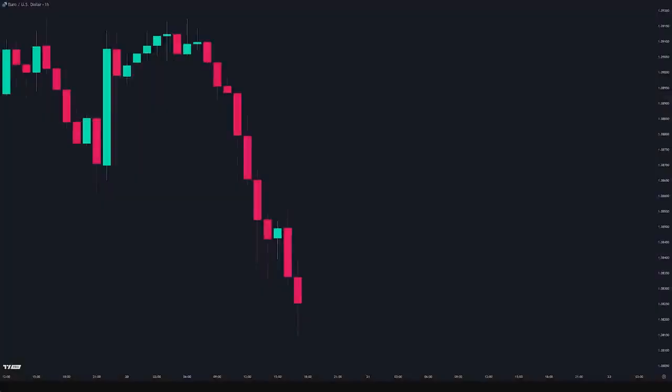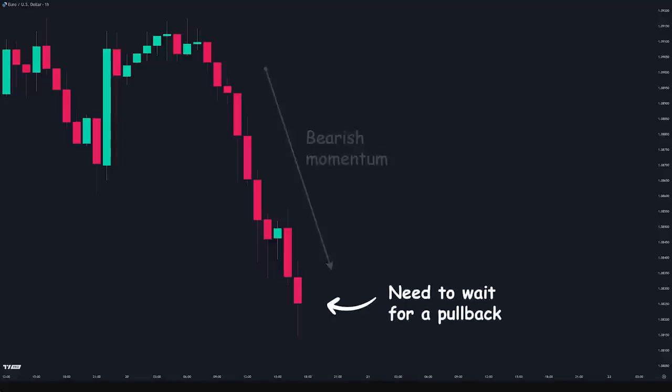Looking at the Euro-Dollar 1-hour chart, the price is in a clear downtrend. The recent move was an aggressive push to the downside with strong bearish momentum. So, at this point, the higher time frame direction is bearish, and we only want to look for selling opportunities. However, we can't enter the market just yet, because the price could correct at any moment. We need to wait for a pullback to enter at a better price. But the question is, where?